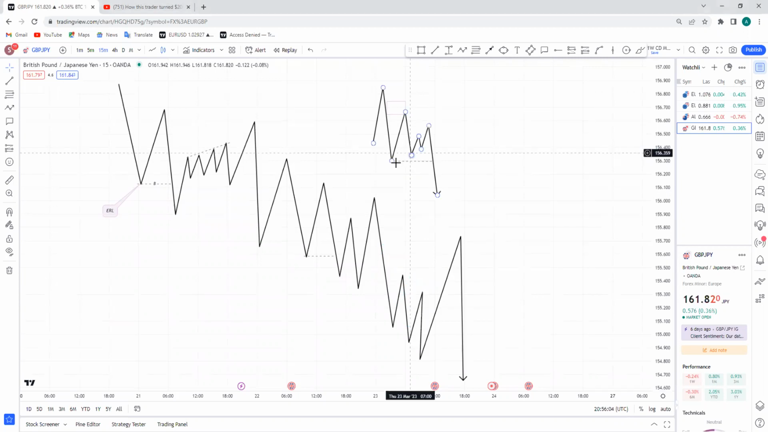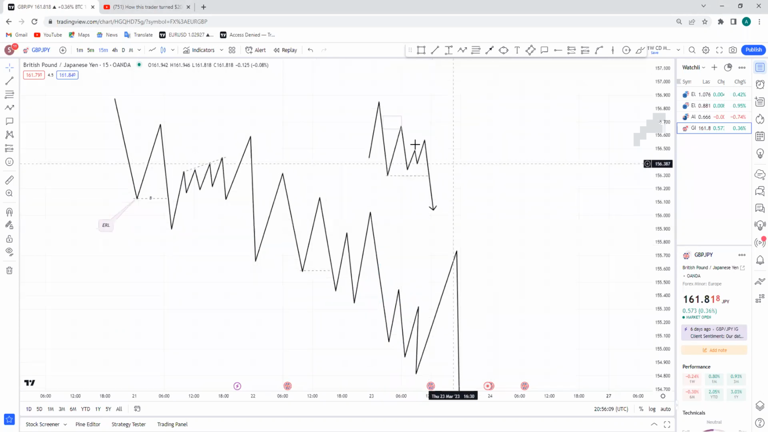Now, looking at this, price already what? Broke a structure and went down. If we don't have any liquidity behind this, now this will stand as the what? Liquidity for another point of interest.